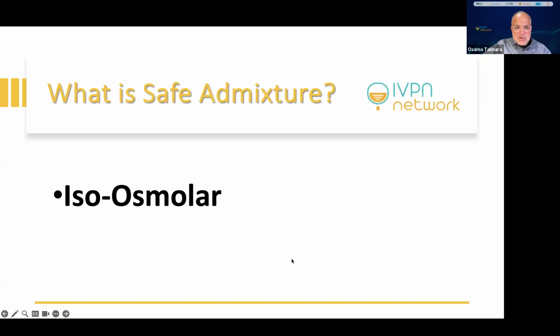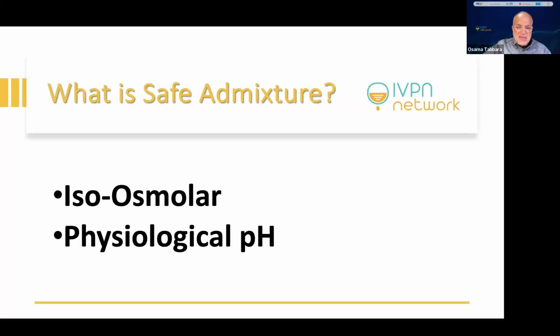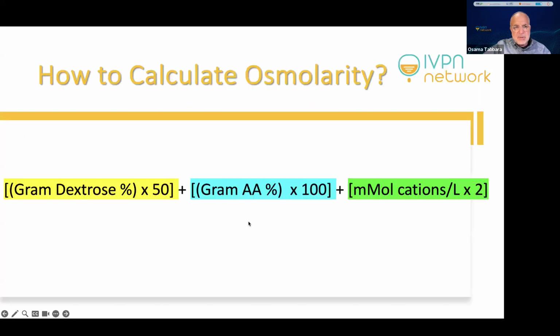Osmolarity, as I mentioned, has to be as close as possible to 300, but up to 900 is acceptable. And the physiological pH close to 7.4 is the safest. However, it's impossible to have this pH for TPN. The average pH is around 5.4, but we always say that a pH of 5.8 is much safer than 5.4. So as close as possible to the normal pH is acceptable.